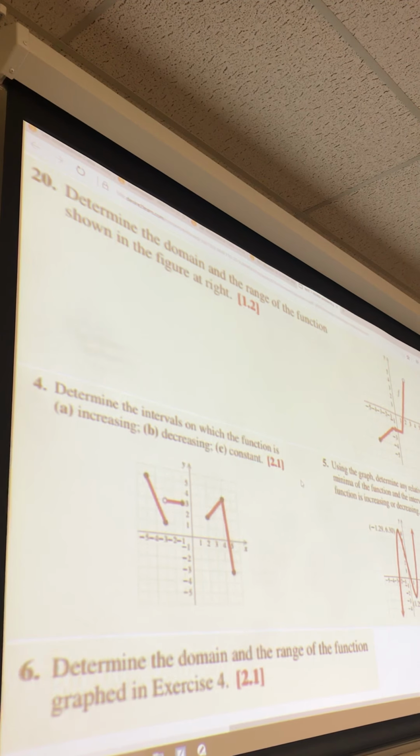Increasing, decreasing, constant. Do number 4. I think it was one like that on the homework.